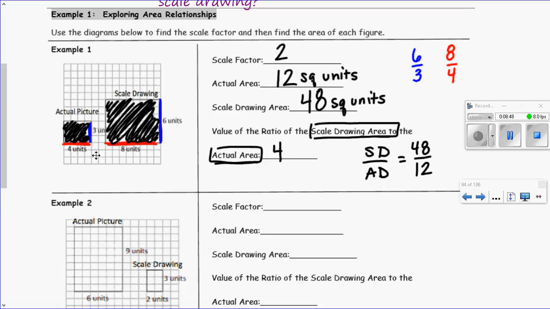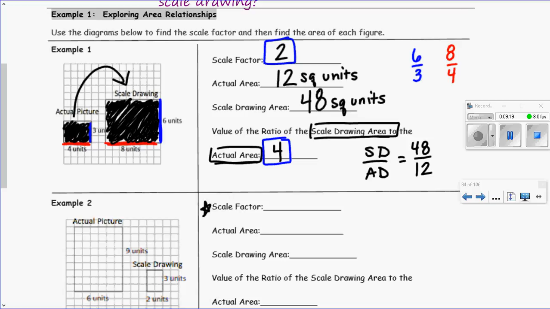And that's interesting to note because the scale factor for the length and width was just 2, which is different than the actual area. Okay, so you do have to be careful and actually calculate it. A lot of kids want to say, oh, the dimensions doubled, so the area doubles. But we know right here that the area more than doubled, what we shaded in on the actual picture and what we shaded in on the scale picture. Okay, it more than doubled. It's 4 times bigger.